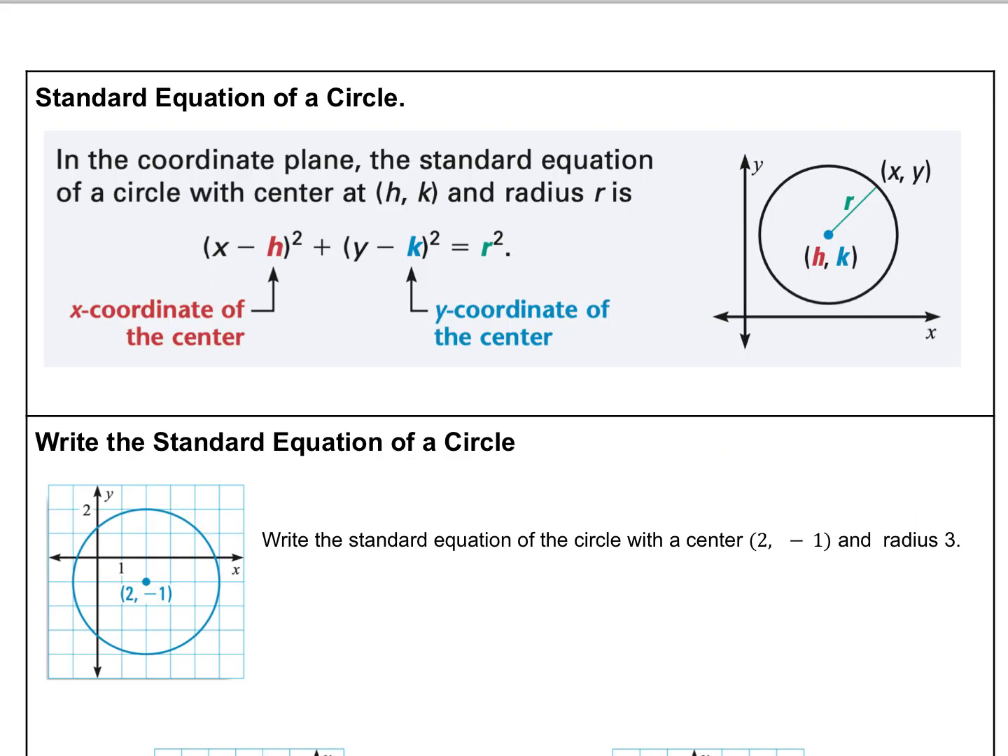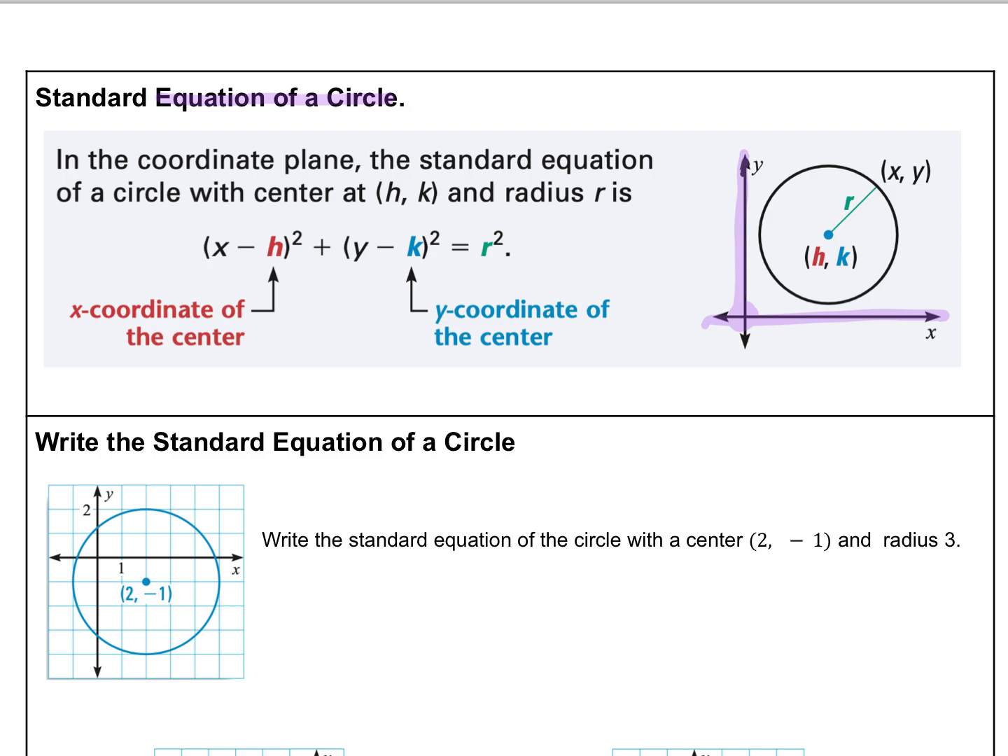Now, let's look at the standard equation of a circle. In this standard equation of a circle, the circle is not actually at the origin. It's somewhere else in the plane. So just like what you can see here, we have the x and y, but the circle is not at the origin.